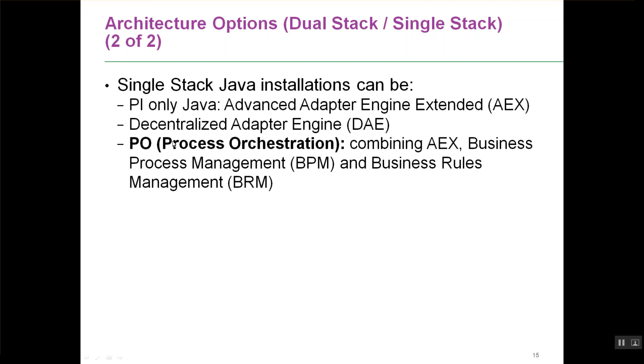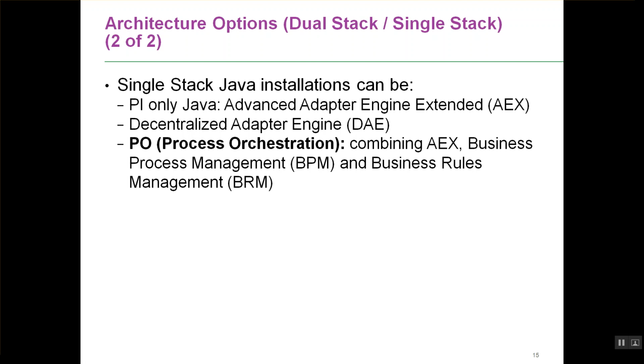Okay, so a process orchestration is nothing but a combination of three SAP products. A Java only PI, which is called AEX, SAP Business Rules Management, and SAP Business Process Management. Does SAP Process Orchestration have an ABAP stack? The answer is no. SAP Process Orchestration is a Java only product, but it combines three different products, right? A single stack Java only PI, a business process management, and a business rules management.